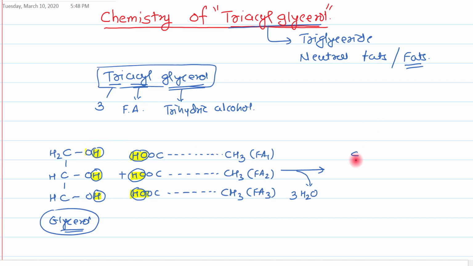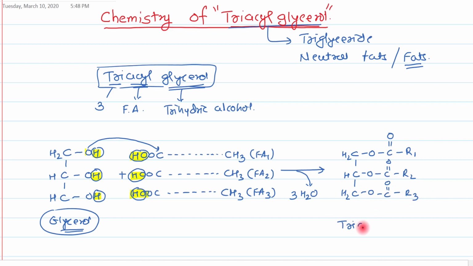So let's draw its structure. First, these 3 carbons are intact, and their hydrogens are also there. From this OH, the hydrogen is removed, so I simply write O. Now see, this hydrogen is removed and this OH is removed, so this oxygen makes a bond with this carbon, like this. What happens to this oxygen? It remains there by double bonding with the carbon, and then the rest of the chain is there. I call it simply R1. The same thing happens here with R2, and here with R3. So this is our structure of triacylglycerol.